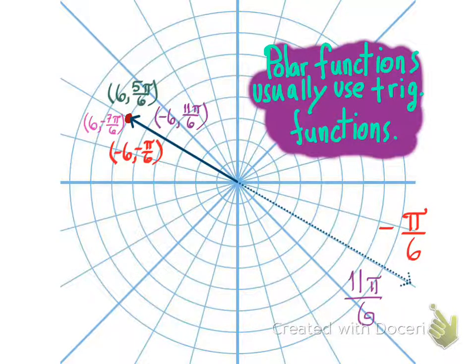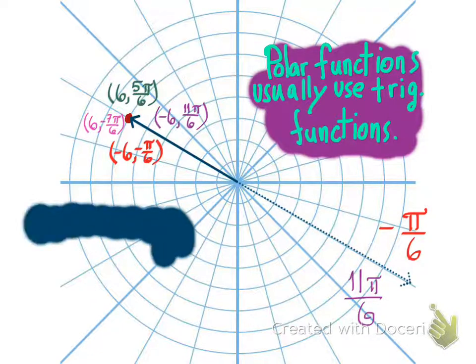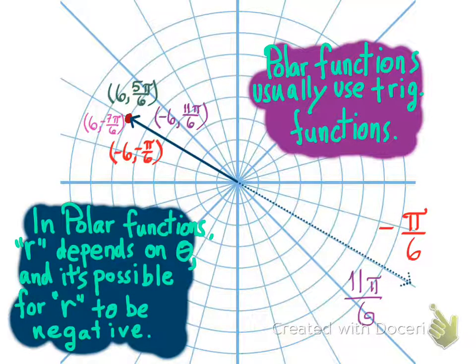In polar functions, which we're going to get into very soon, polar functions usually use trigonometric functions. And in this case, r is dependent on theta. You'll see this when we start actually listing and studying polar functions. But r depends on theta, and it is possible, depending on what theta is, for r to be a negative value. So we have to have the possibility of the radius, or r, being a negative value, even though that may seem at first very counterintuitive.